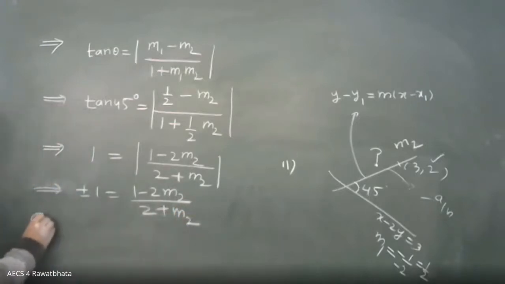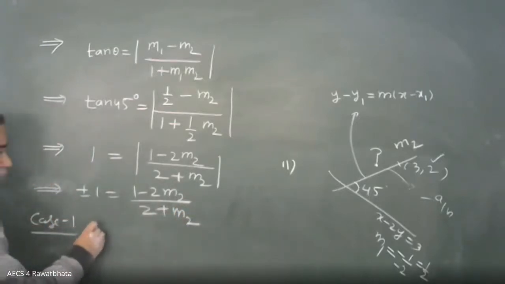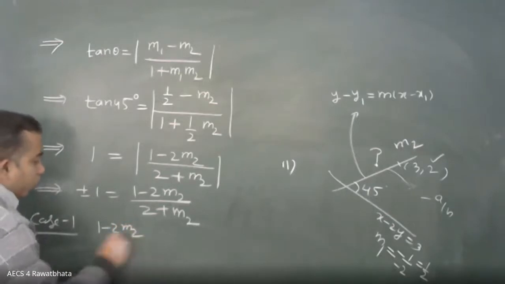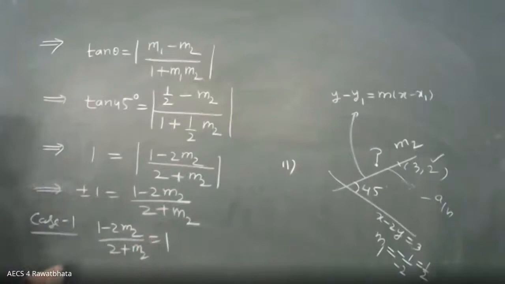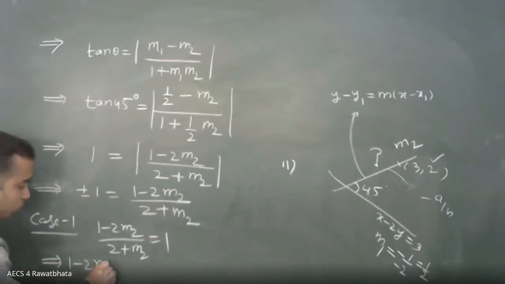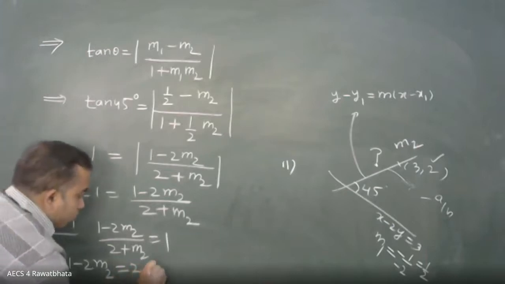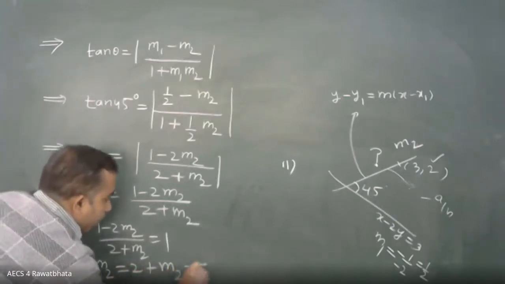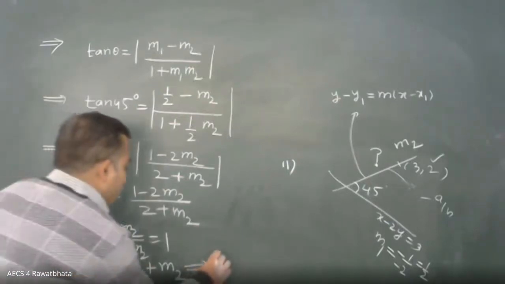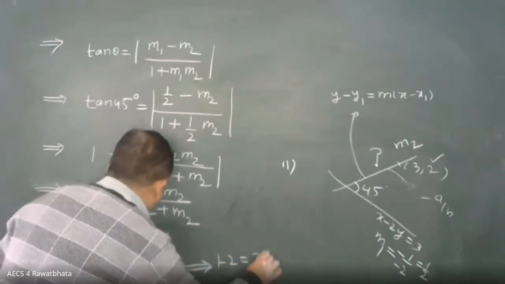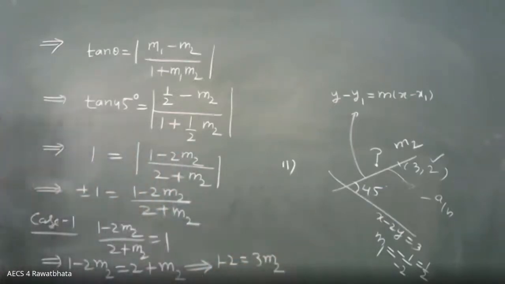So case 1, 1 minus 2m2 whole upon 2 plus m2 is equal to plus 1. Let us solve it. This will become 1 minus 2m2 equal to 2 plus m2, which implies 1 minus 2 is equal to 2m2 plus m2. So 3m2, which implies m2 equal to minus 1 upon 3.